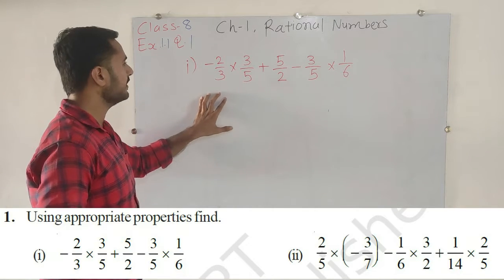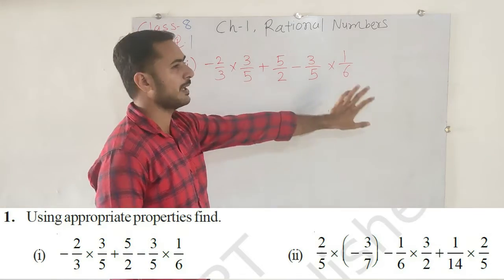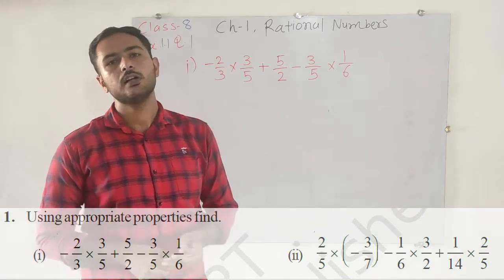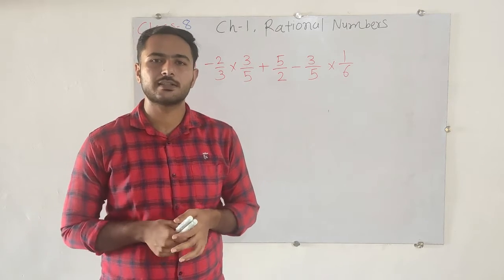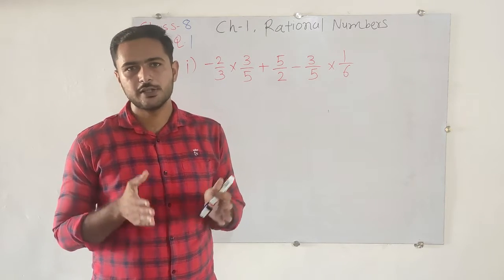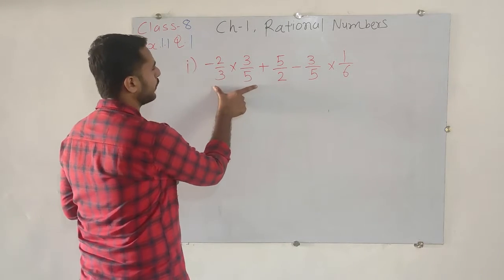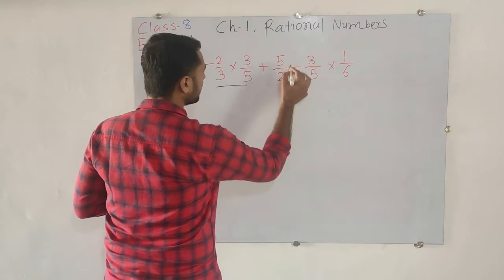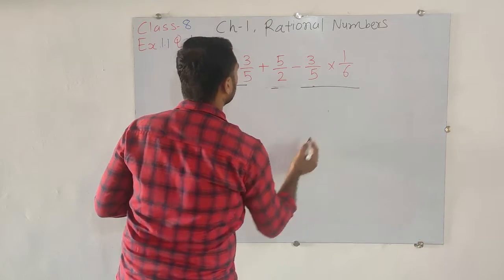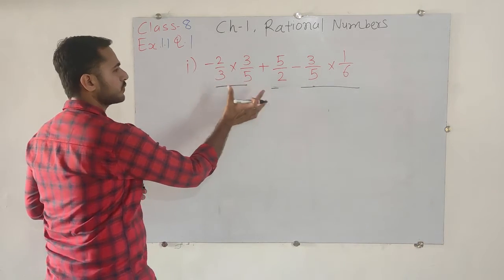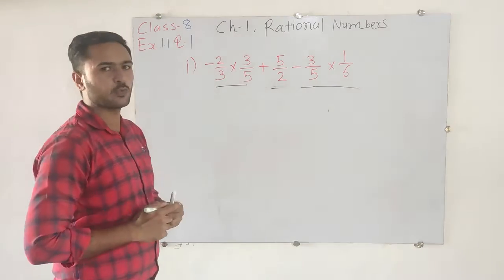Here the question is minus 2 by 3 multiplied by 3 by 5 plus 5 by 2 minus 3 by 5 multiplied by 1 by 6. Whenever we have to solve by the properties, first of all identify the terms, how many terms are there. Terms are separated by the signs of addition and subtraction. This is the first term, this is the second term, and this is the third term. Because here is an addition sign, this is the first one, here is negative, so this is the second one and this is the third one. So we have three terms.